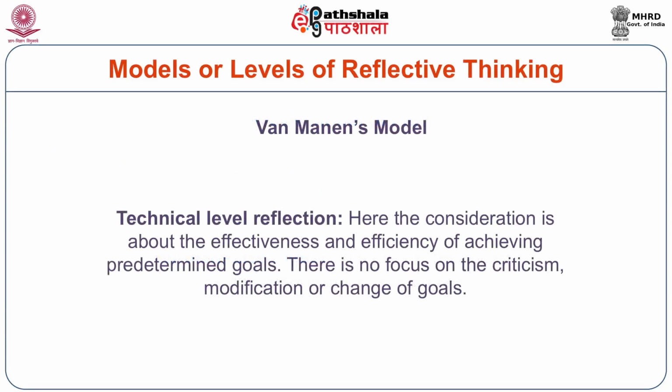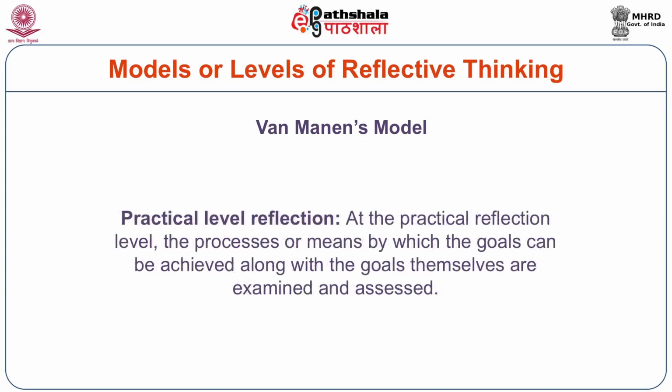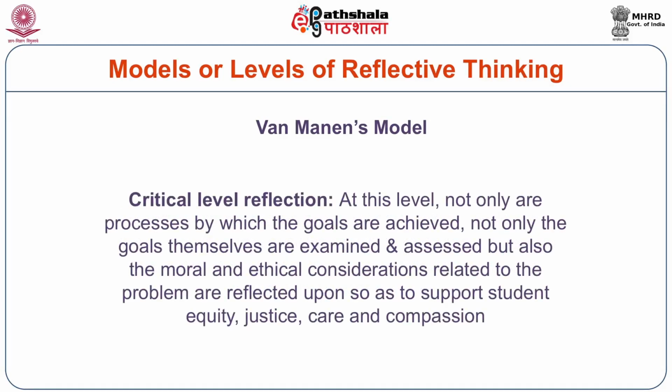One is technical level reflection. Here the consideration is about the effectiveness and efficiency of achieving a predetermined goal. There is no focus on the criticism, modification, or change of goals. Then the second is practical level reflection. At this level, the processes or means by which the goals can be achieved, along with the goals themselves, are examined and assessed. The third level is the critical level reflection.